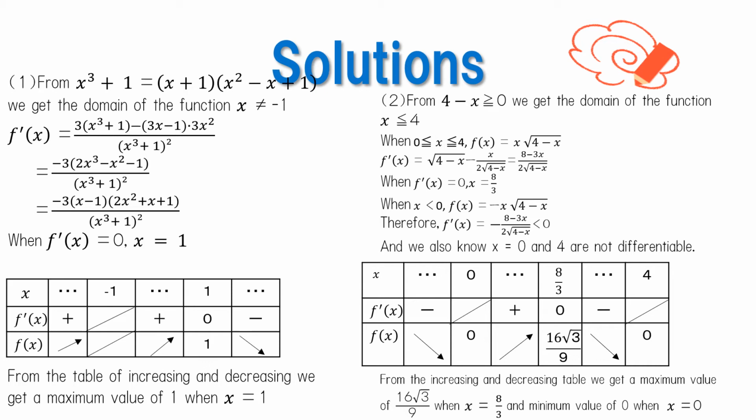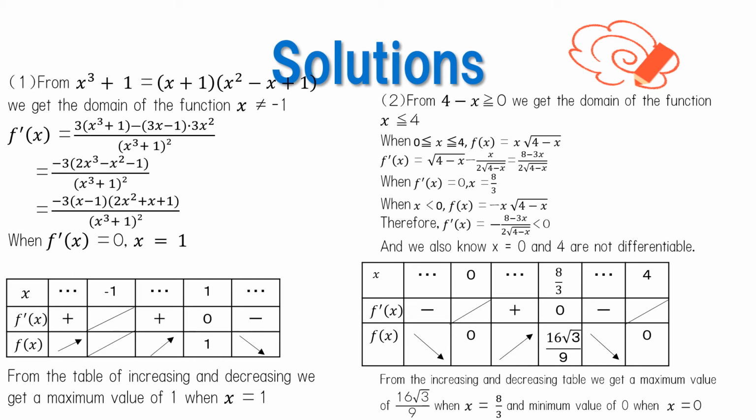For number 2, from 4 minus x being greater than or equal to 0, we get the domain of the function: x is less than or equal to 4. When 0 is less than or equal to x, which is less than or equal to 4, f of x equals x square root of 4 minus x. f prime of x equals square root of 4 minus x over 2 square root of 4 minus x, which equals 8 minus 3x over 2 square root of 4 minus x.